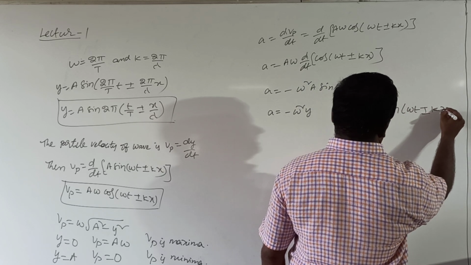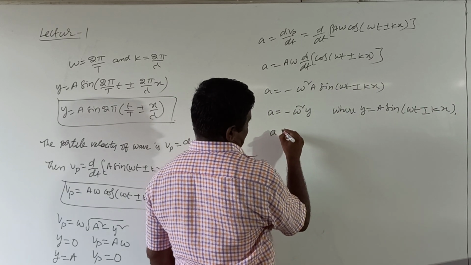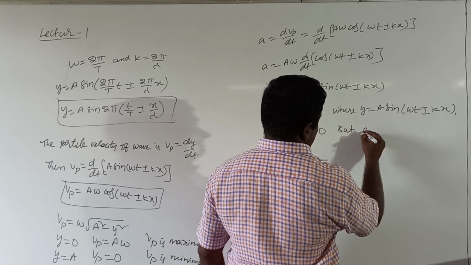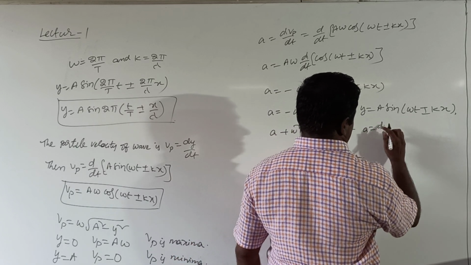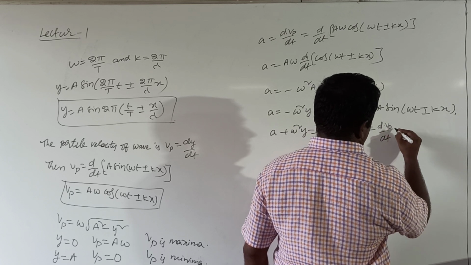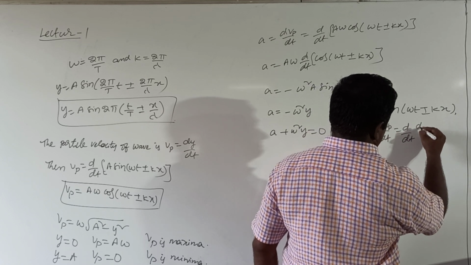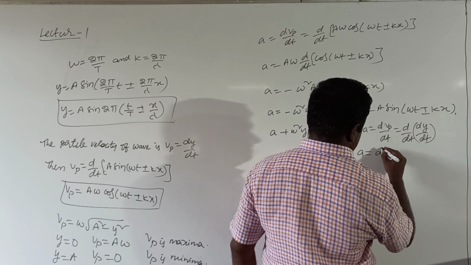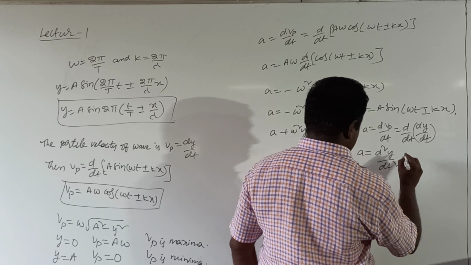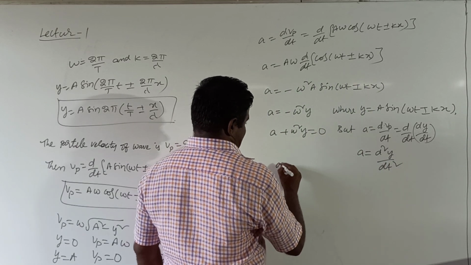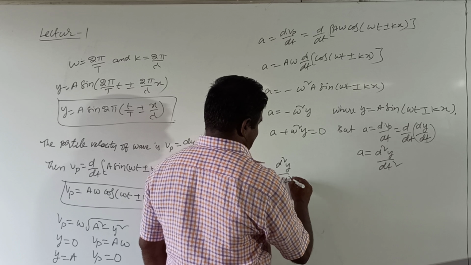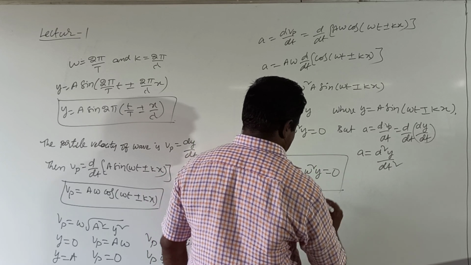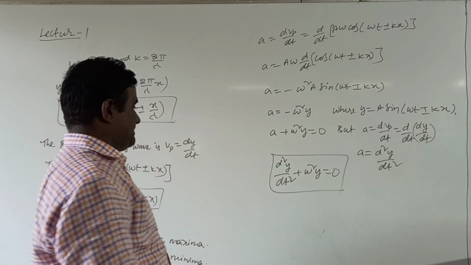Then A plus omega square y equal to 0, but A equal to dVp by dt, which is d by dt of dy by dt. Then A equal to d square y by dt square, then d square y by dt square plus omega square y equal to 0. It represents the differential form of the progressive wave equation.